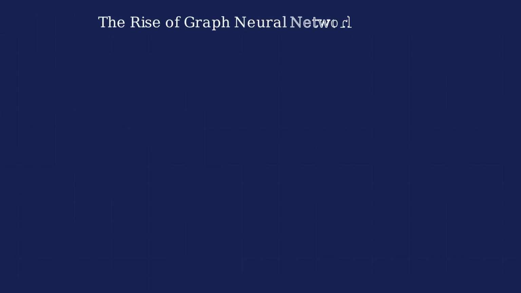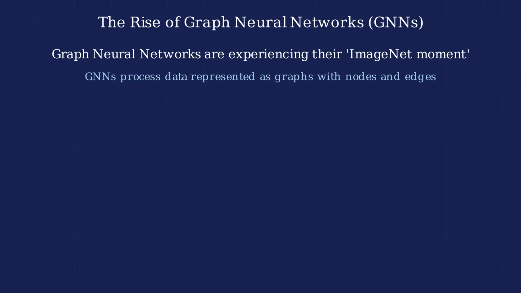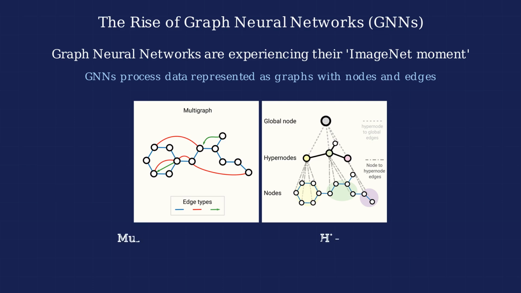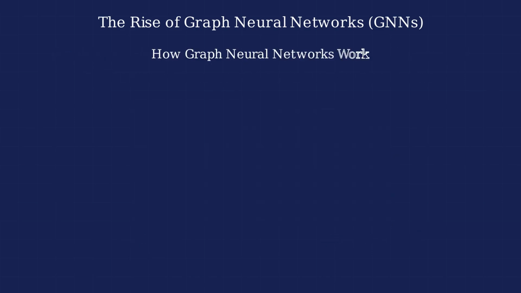Graph neural networks, or GNNs, are experiencing what researchers call their ImageNet moment, rapidly gaining importance in the field of deep learning. Unlike standard neural networks, GNNs are specifically designed to work with data that has a graph structure, where relationships between entities are critical. Graphs can take many forms, such as multigraphs with multiple types of relationships, or hierarchical graphs with different levels of organization. But how do graph neural networks actually work?